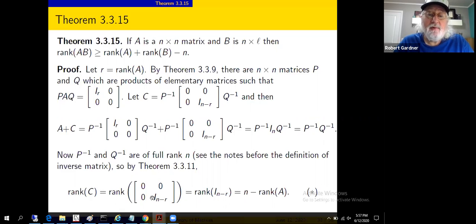Rank of this is easy. Got a little identity matrix down here. Think in terms of rows or columns. We'll get an n minus r out. That is, we'll get an n minus the rank of A out. We got into this by letting r equal the rank of A. Okay, so we got the rank of C is n minus rank of A. That's somewhat close to a piece of this.